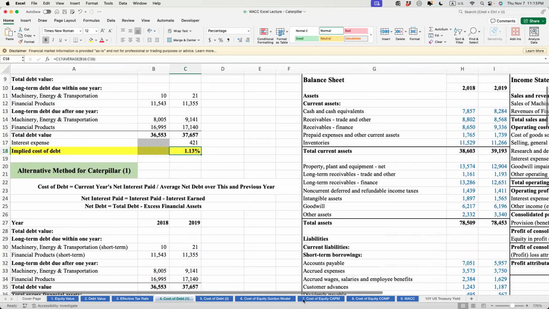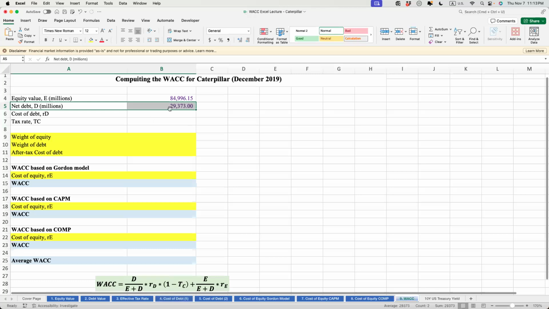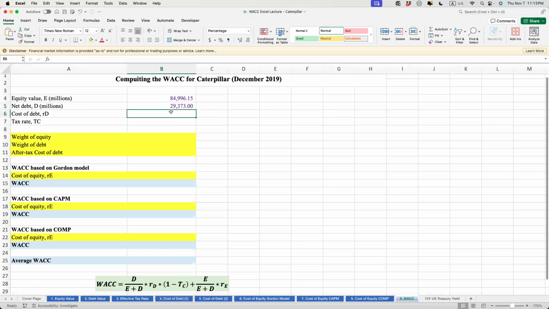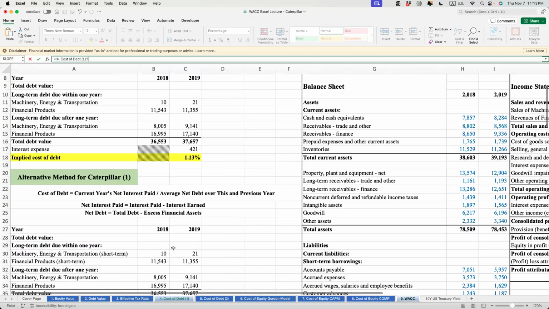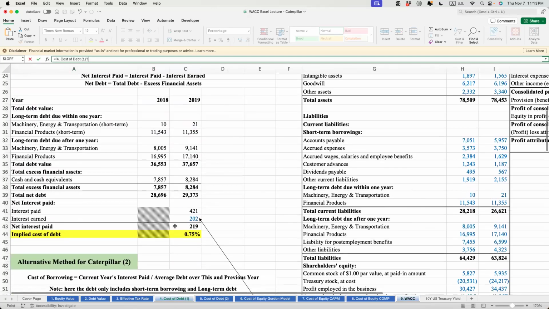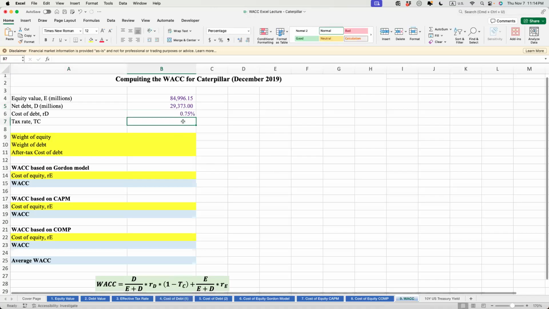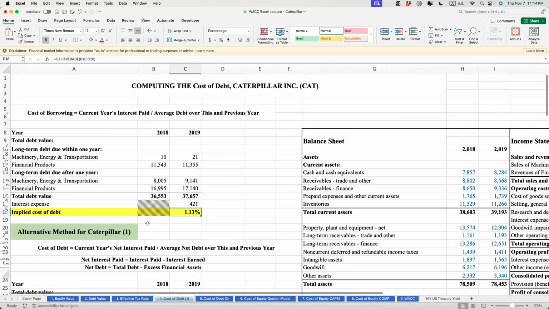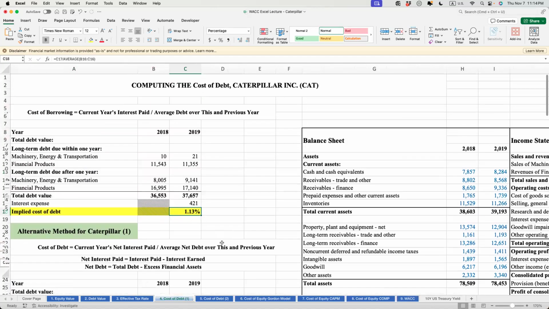But if I decide to use net debt, then for the cost of debt we're going to link to this one, because we're using net debt. So the cost of debt should be the net interest paid divided by net debt. This has to be consistent. Okay. If you're using the total debt value, then this will equal this 1.13%.